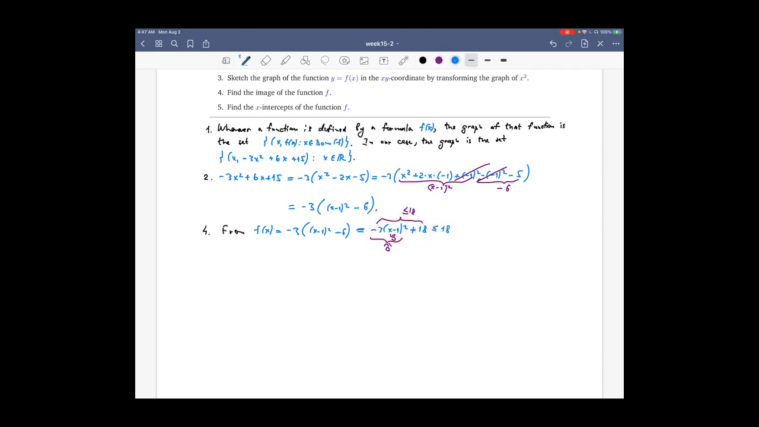We see that the image of our function is simply all the real numbers that are less than or equal to 18. Of course, the vertex of the parabola will be at the point 1, 18. The image of our function is the interval negative infinity up to 18, including 18.